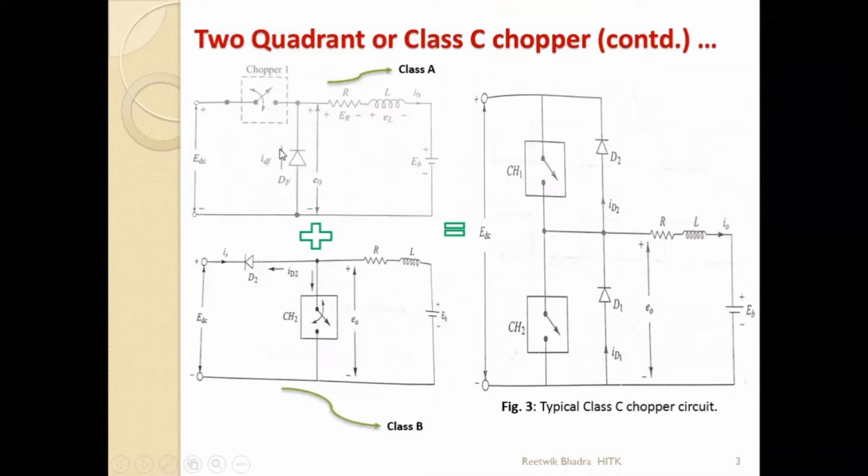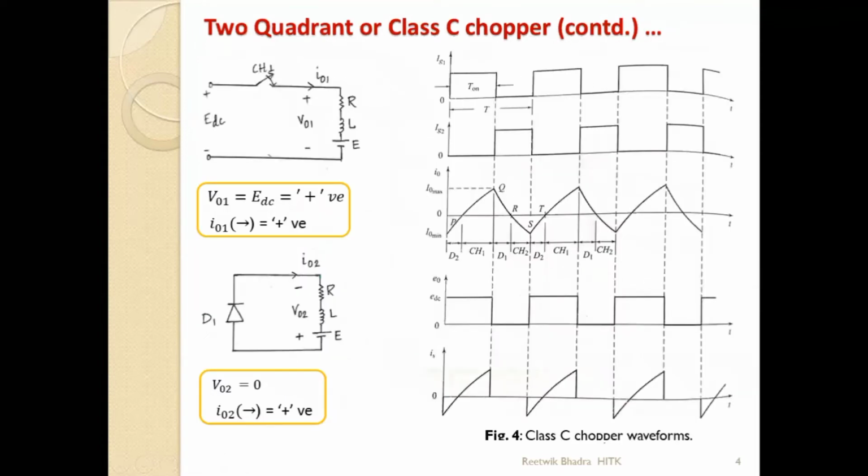Over here, the diode is connected across RLE. So you can easily identify which chopper and which diode will act as class A. That means my CH1 and D1. And from this diagram, which will act as class B, that is D2 and CH2. So this is how your typical class C chopper is formed. If you combine the operation of class A and class B, you will get this class C chopper. So that is our next point of study.